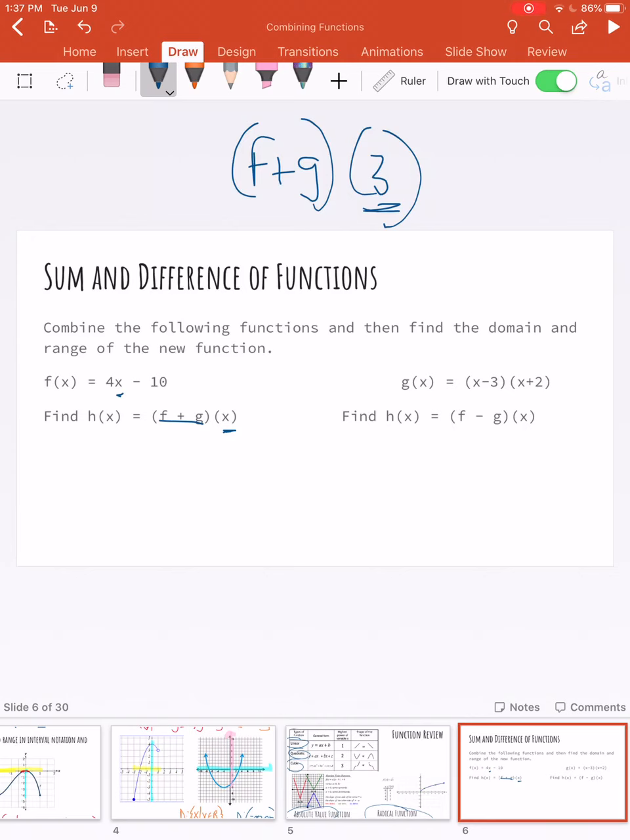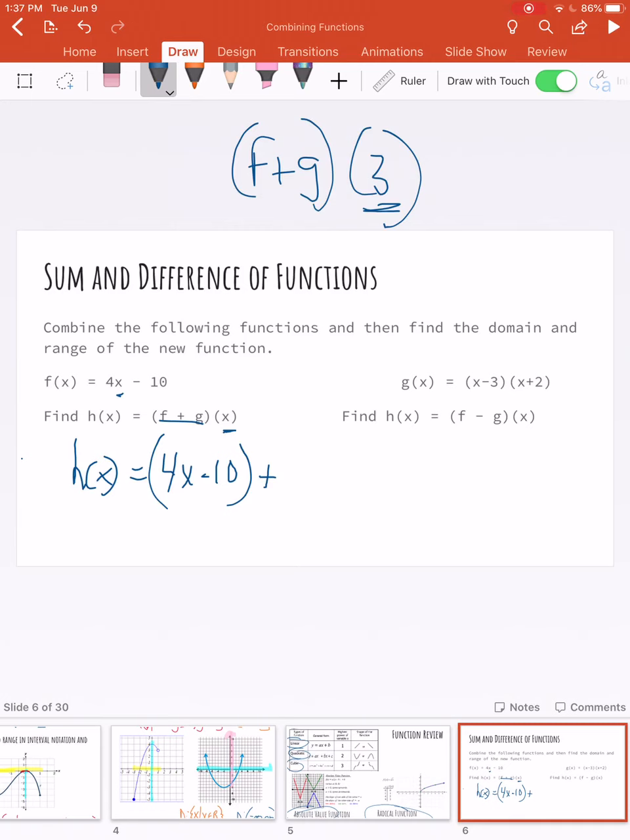All right, so let's go ahead and try adding these two functions. So I'm always going to use proper notation. So I'm going to say f plus g at x, or I guess I could just call it h at x. So h at x equals, okay, so you should have the h at x equals. So my f function is f of x, minus 10. My g function, so I'm adding the two functions, is x minus 3, x plus 2.